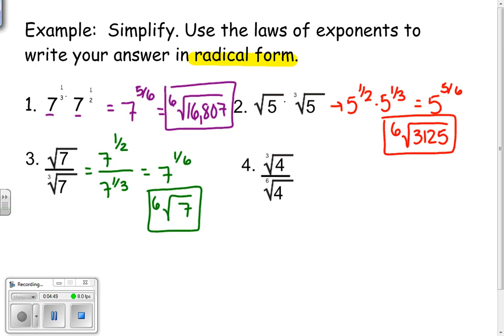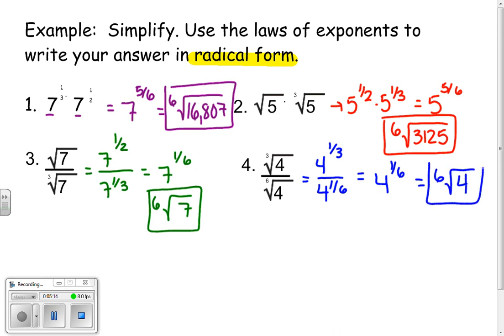And number 4, again, because the index doesn't match, change them to exponential form instead. That's the same as 4 to the 1/3 on the top, and 4 to the 1/6 on the bottom. Because those 4s match, you keep the 4 and subtract the exponents. 1/3 minus 1/6 is 1/6. In radical form, that is the 6th root of 4.